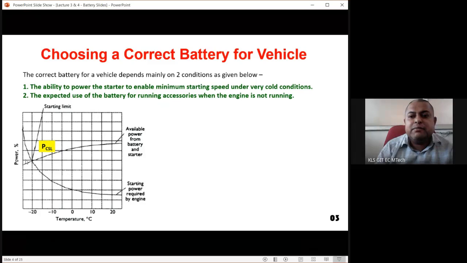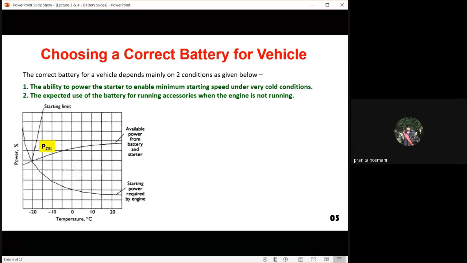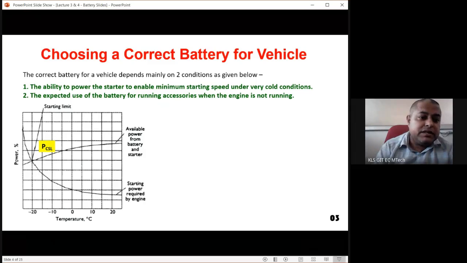So what is the starting limit? Starting limit is exactly that point where these two plots are crossing each other. We have to see the temperature at that point. As per this graph, minus 20 degrees is the minimum temperature at which the car can start. Less than minus 20, the supplied power is less than the required power, so less than minus 20 degrees centigrade the vehicle cannot start. Greater than minus 20 degrees centigrade, at any temperature, the battery power will be greater than the required power, so the vehicle will start.